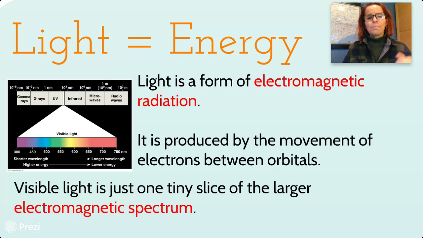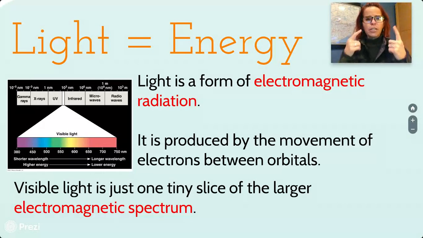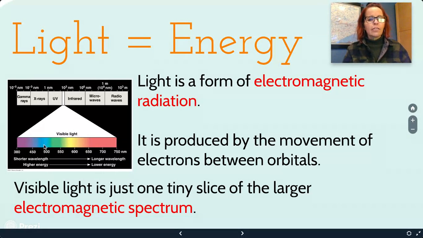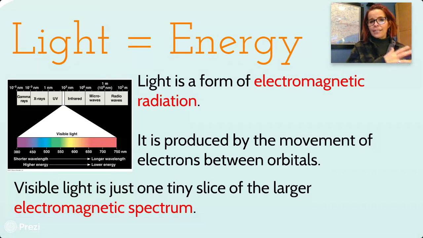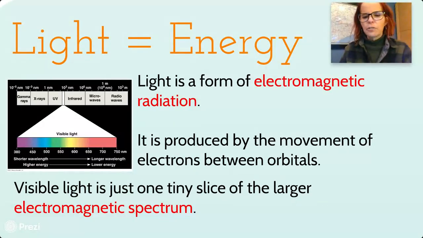Those are the orbitals. And when an atom absorbs energy, say a photon, it excites its electrons. It can excite an electron from a lower energy level or a lower energy orbital to a higher one. And then when it returns back to its natural or neutral or not excited state, it releases a photon of energy. And we might be able to see that photon if the wavelength is within the wavelengths of visible light. We might not see that photon if the wavelength is much greater or much less than what our eyeballs are able to detect. Visible light is just one tiny slice of the larger electromagnetic spectrum.